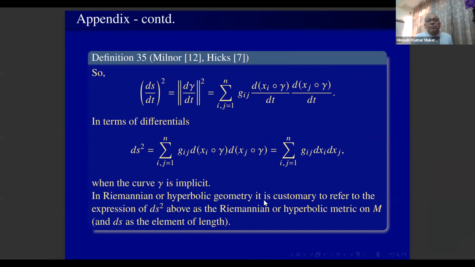In Riemannian or hyperbolic geometry, it is customary to refer to the expression ds² above as the Riemannian or hyperbolic metric on M, and ds as the element of length. So when I call a metric ds² or dx², it is nothing but this quantity. Only the metrics will change. For the Euclidean metric, g_ij will look something; for the hyperbolic metric, g_ij will look something else, and so on. So that is what the notation means.